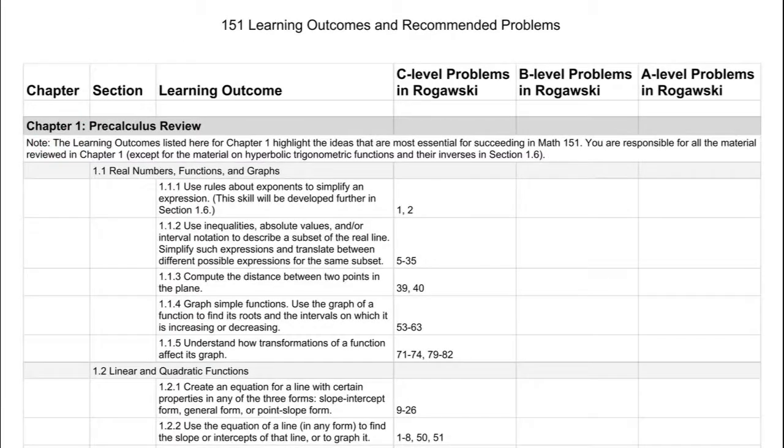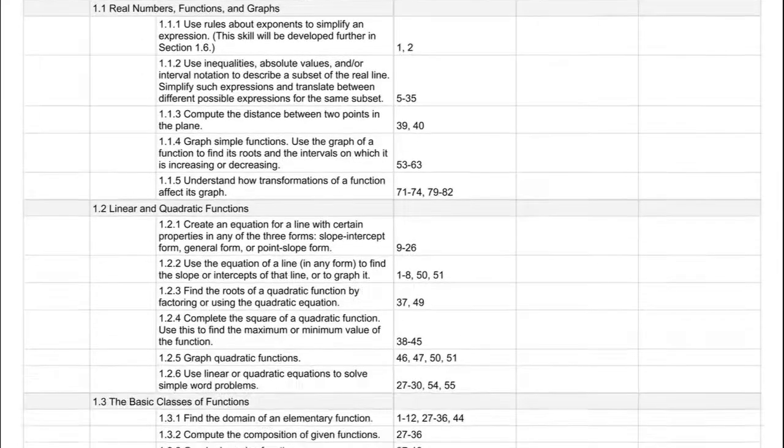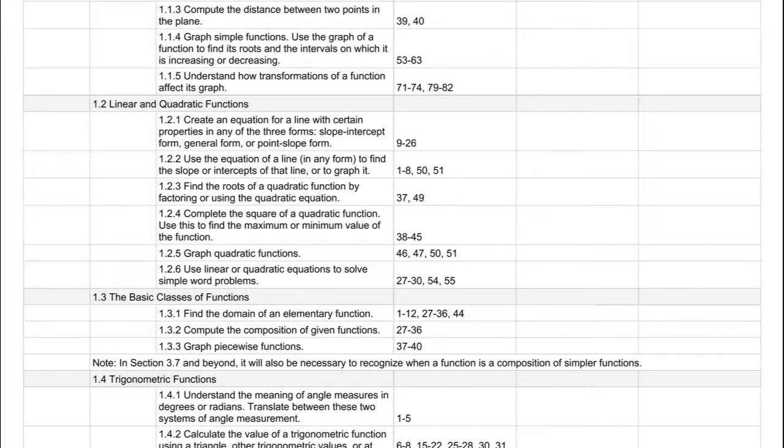Another resource at your disposal is this document, which gives learning outcomes for each section of the textbook. It also gives some recommended practice problems and indicates the difficulty of those practice problems. As we mentioned, lines are covered in section 1.2, and you can see that the first two learning goals are about lines, and there are many practice problems that go along with them.